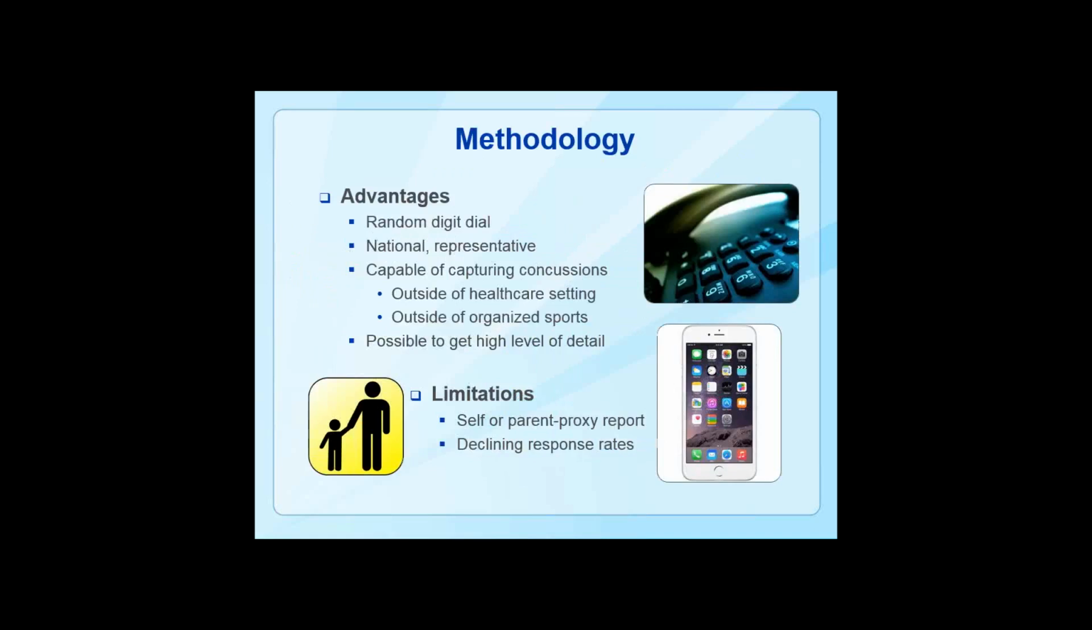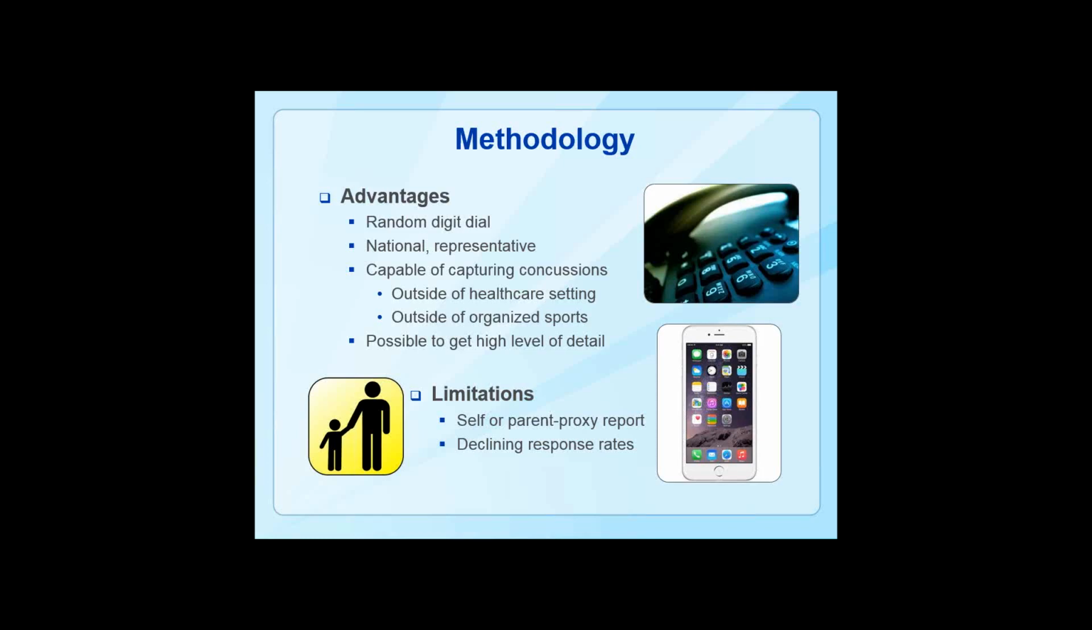Here are the advantages and limitations of our methodology. We will be randomly selecting households in order to collect data from a nationally representative sample of children and adults. I'd like to walk you through how that will work. We will randomly select an adult in each household that we contact.